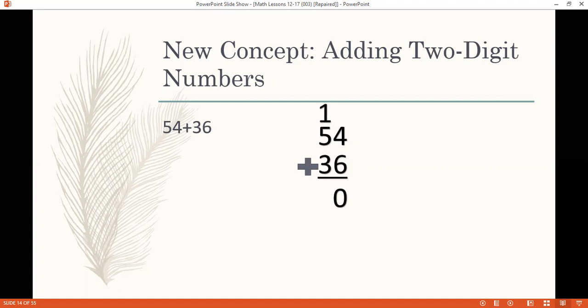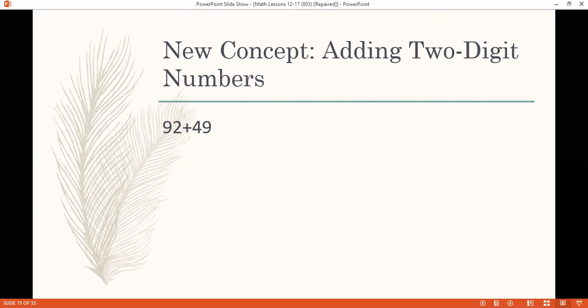We are going to put that 0 in our ones place, and we're going to move that 1 into our tens place. So we're going to add our tens next. What is 1 plus 5 plus 3? 1 plus 5 plus 3, if you said 9, awesome job. So 54 plus 36 equals 90. This is how we're going to add our two-digit numbers. And we're going to move on.